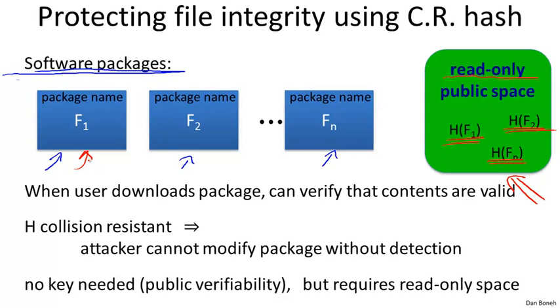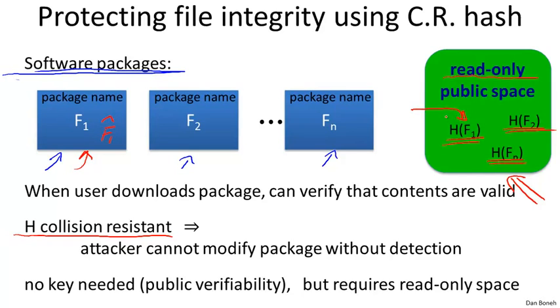Why is that true? Well, because the function H is collision resistant, the attacker cannot find an F1 hat that would have the same hash as F1. And as a result, the attacker cannot modify F1 without being detected, because there's no way that the hash of his F1 hat would map to the value that's stored in the public space.